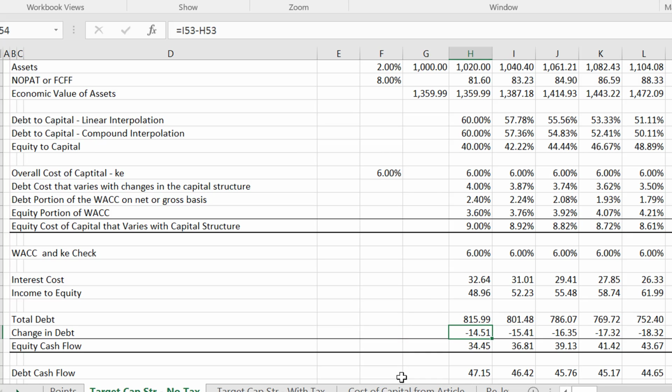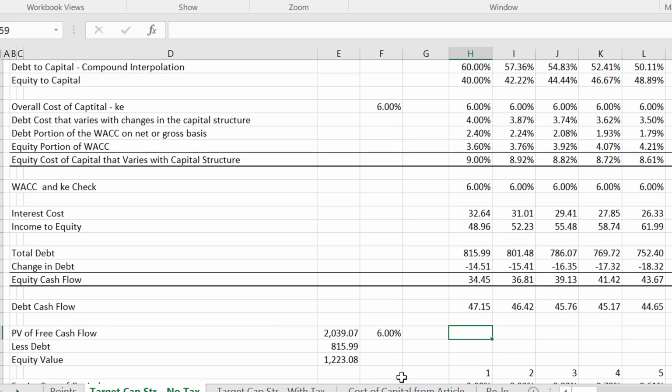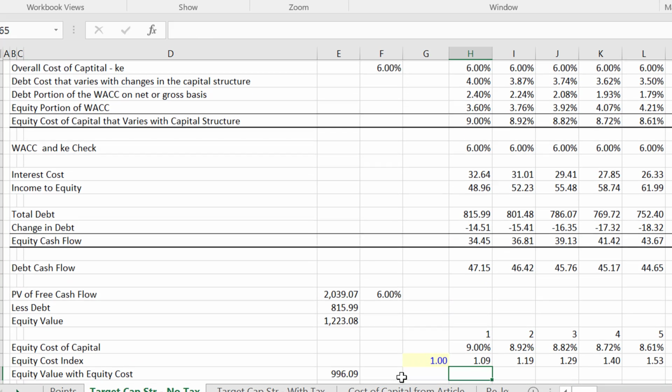If the debt goes up, it's a positive cash flow. So the total equity cash flow is the difference. The debt cash flow is the sum of the interest and the change in the debt. Now here's the interesting part.